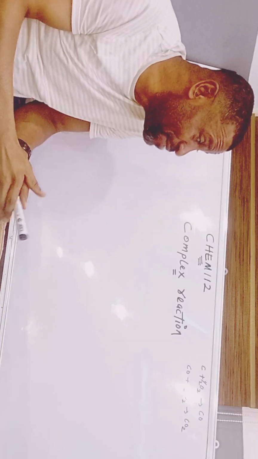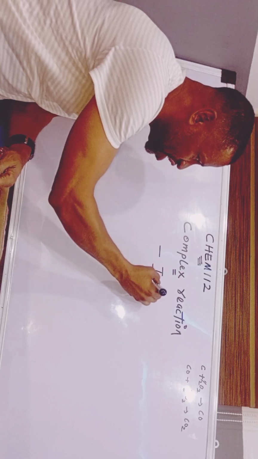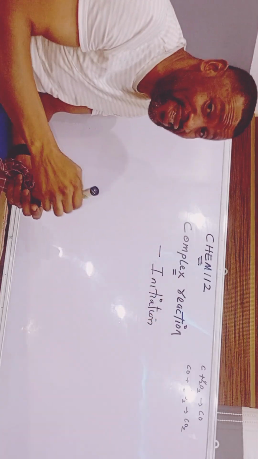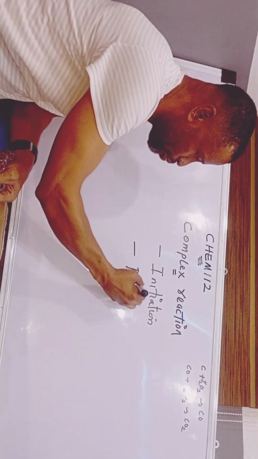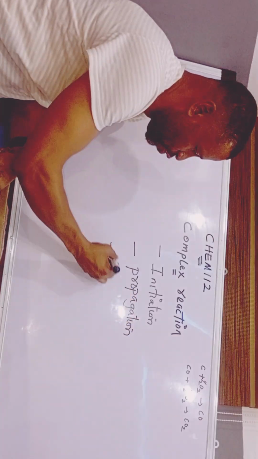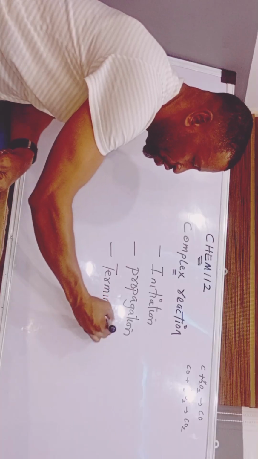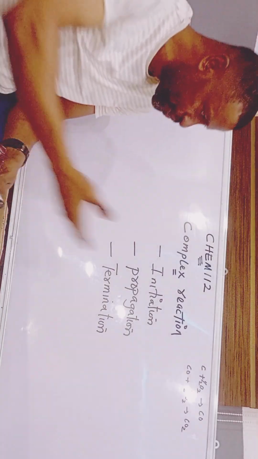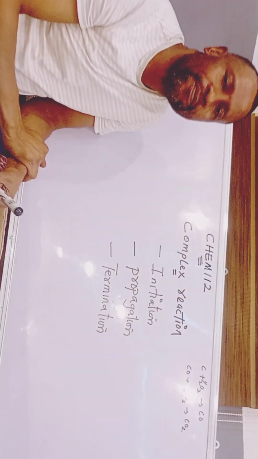Now, reaction mechanism is divided into three stages. We have what we call the initiation stage. I'm talking about reaction mechanism stages. Initiation stage. We have what we call the propagation stage. Propagation. And then we have what we call the termination stage. Termination. So every chemical reaction in terms of mechanism is divided into three stages: initiation, propagation, and termination.